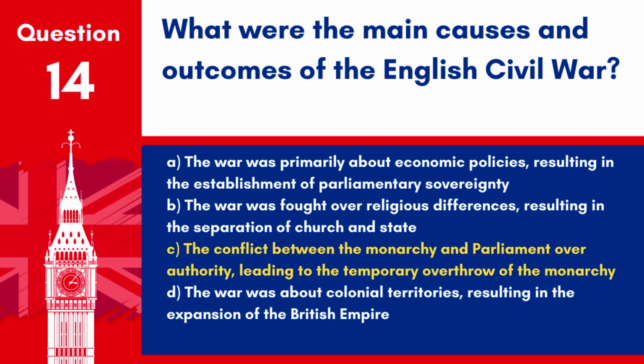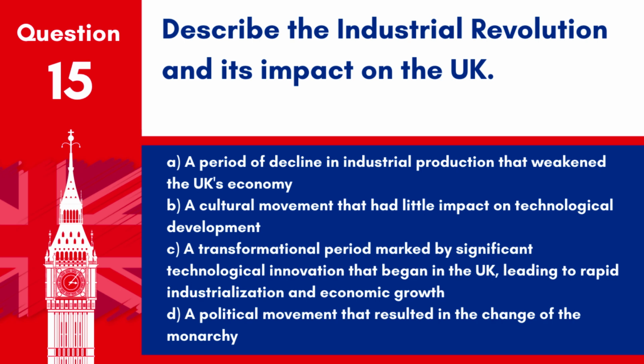Answer: C. The conflict between the monarchy and parliament over authority, leading to the temporary overthrow of the monarchy. The English Civil War was fought from 1642 to 1651 between the Royalists, who supported King Charles I, and the parliamentarians led by Oliver Cromwell, which eventually led to the trial and execution of Charles I and the establishment of a Commonwealth.